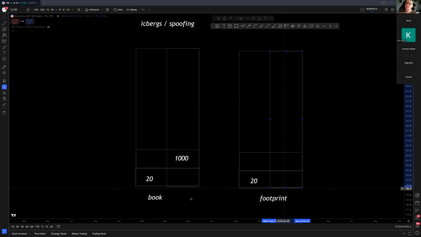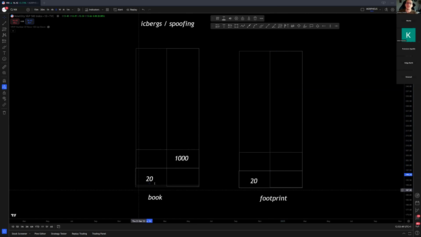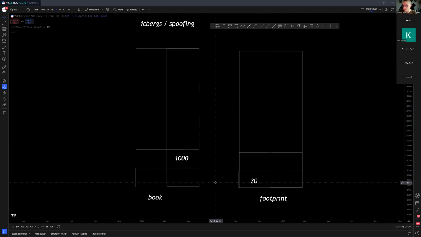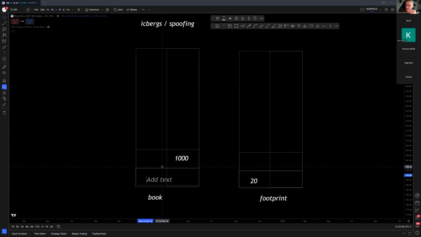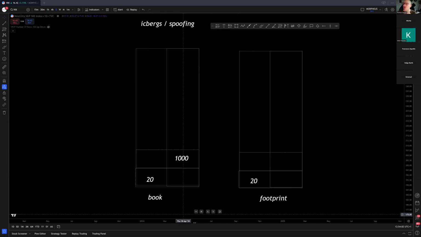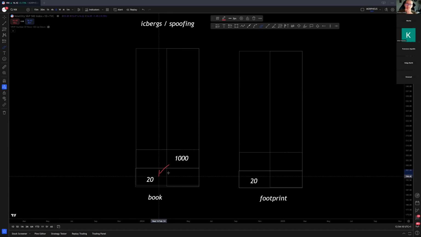Then something happens. These 20 disappear because you just sold them. But in a matter of a millisecond, they reappear again. I say, okay, well, let's keep selling. There's 1,000 contracts, people selling. Let's keep selling, you know? This is what the market might think. So we keep selling.